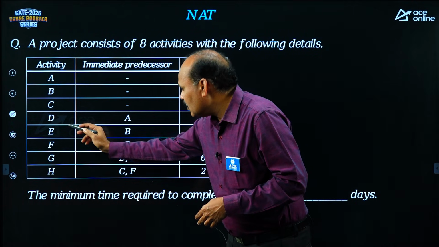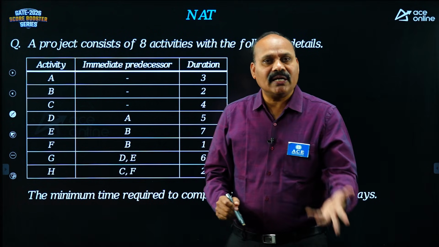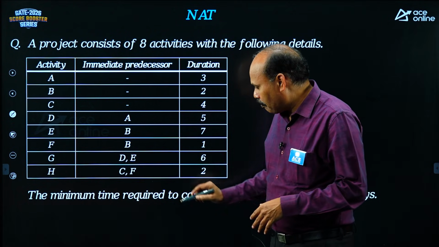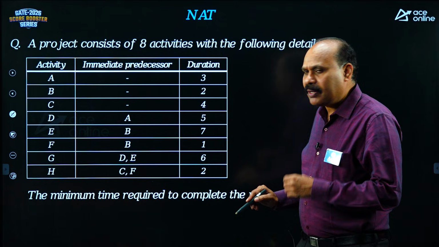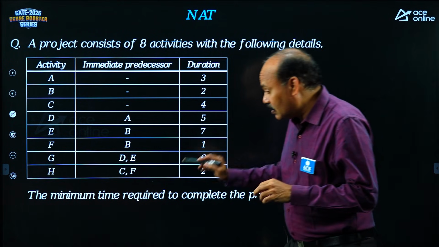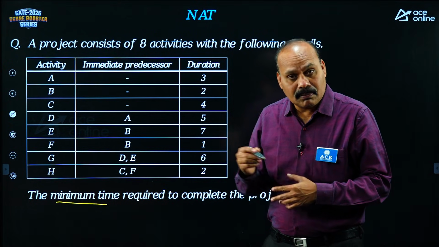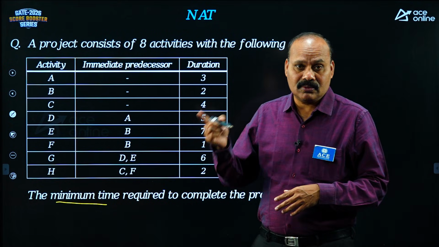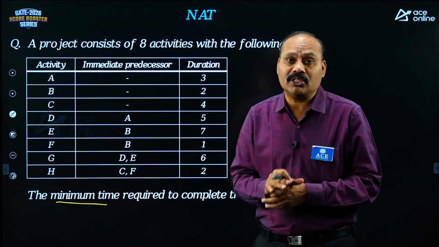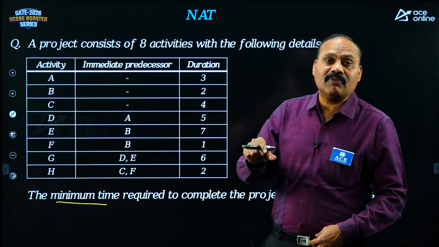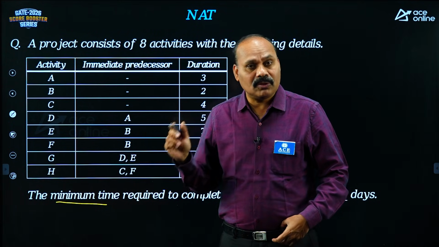So I can say D, E, F, G, H are dependent activities, right? This problem, minimum time required to complete the project, don't get confused with this title, like a minimum word. Minimum time required to complete the project is nothing but critical path duration. So critical path duration is nothing but project completion time. Minimum time required to complete the project is equal to critical path duration.